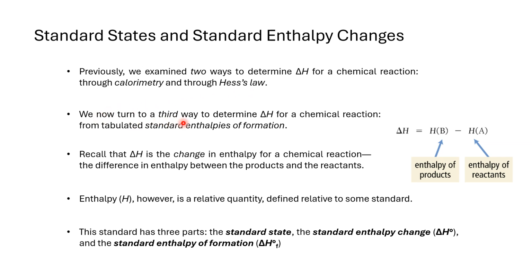We now turn to a third way to determine delta H, okay? And this is from a tabulated standard enthalpies of formation table. So basically, we're going to get numbers from a table that describe the delta H of particular species, whether they're reactants or products. We're going to look at certain cases, and we're going to be able to calculate delta H in that way.